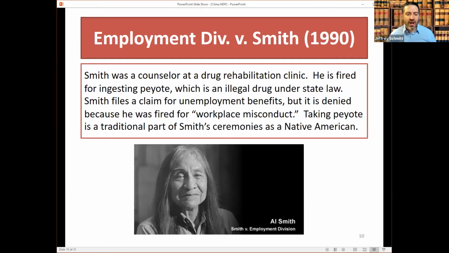And so the court is saying here that as long as you have a law that is not targeted at religion, does not have the intent to burden a religion, then it is constitutional for the government to prohibit a religious belief. It's okay to apply that law even if it limits religious exercise.